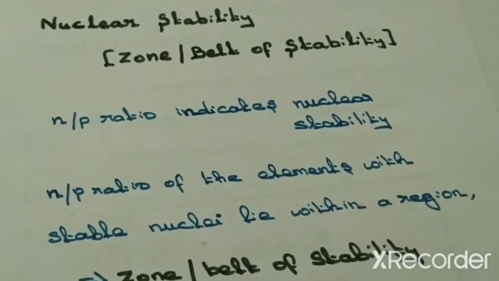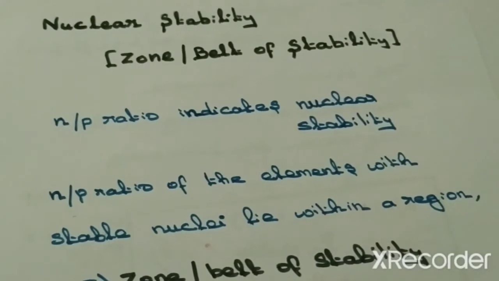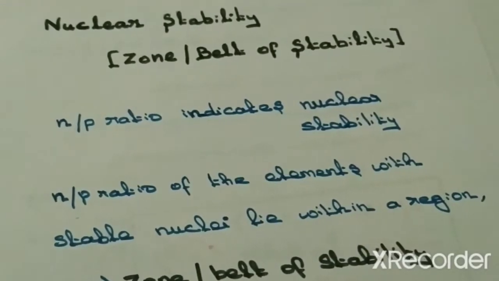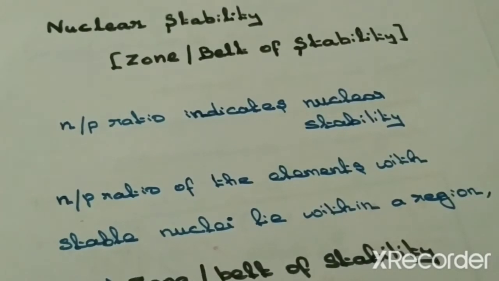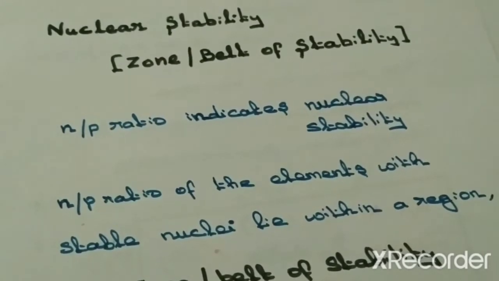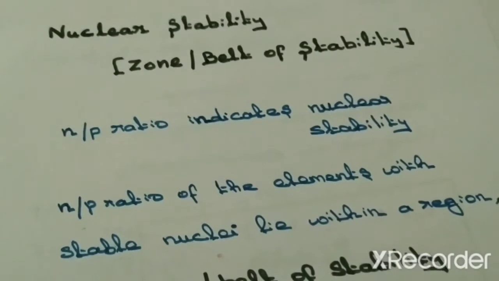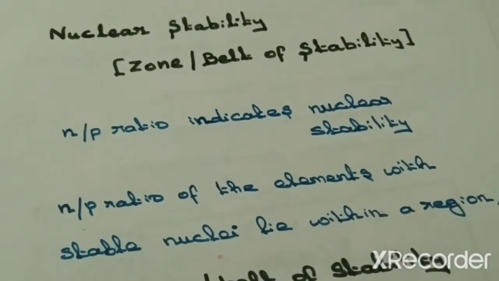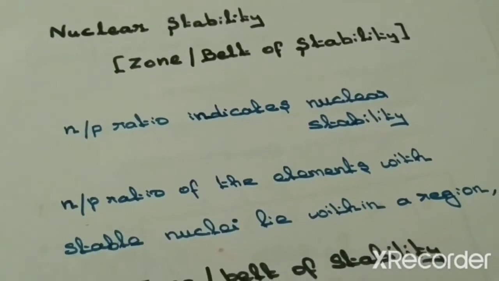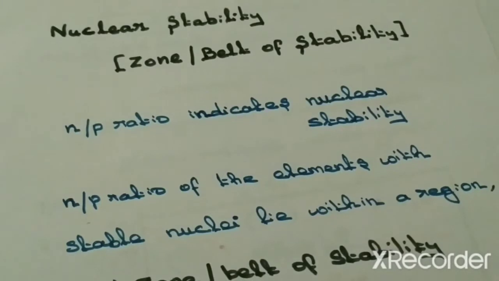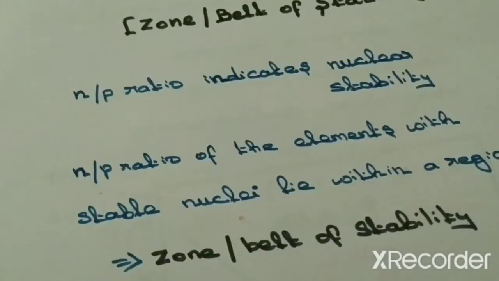The term is otherwise known as zone of stability or belt of stability, and this topic explains the relationship between NP ratio value and the nuclear stability. The ratio of the number of neutrons to the number of protons is known as NP ratio, and the value of NP ratio indicates the nuclear stability.